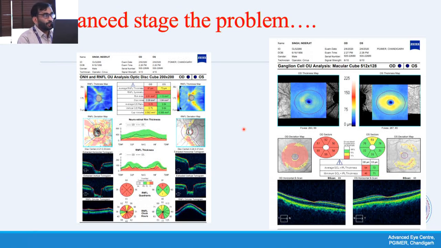In advanced glaucoma the pictures look like this, but the problem is the floor effect. After a particular range of loss, the OCT won't be much useful for advanced disease. For advanced disease, you have to come back again to the visual field.